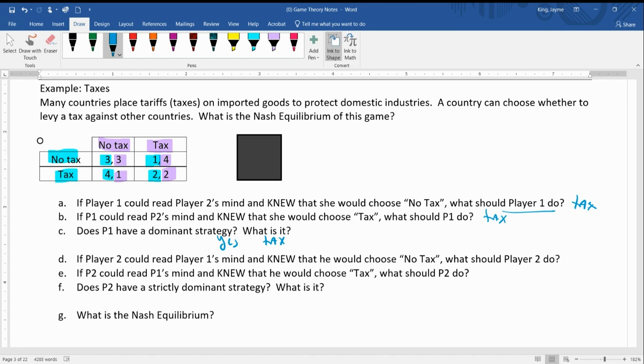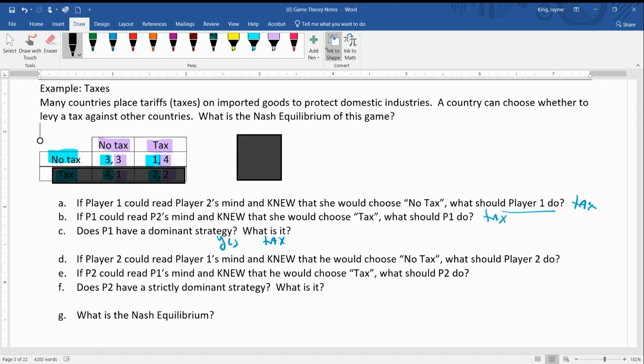All right, so now let's do the same thing, but now from the other player's perspective. So now, if player 2 could read player 1's mind and knew that they would choose no tax. So now I'm going to look at this and say, okay, I'm going to cross out this guy. Pretend that doesn't exist. And now we're talking player 2. So now that I've got this covered up, there's not an option for green, right? I'm not comparing these blue numbers because they're choosing no tax no matter what.